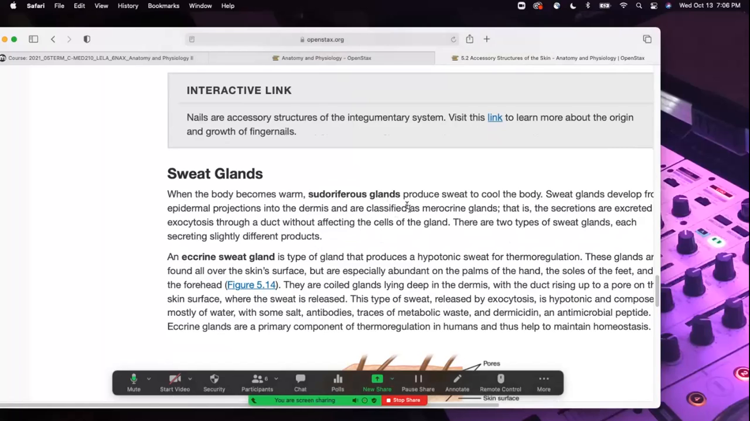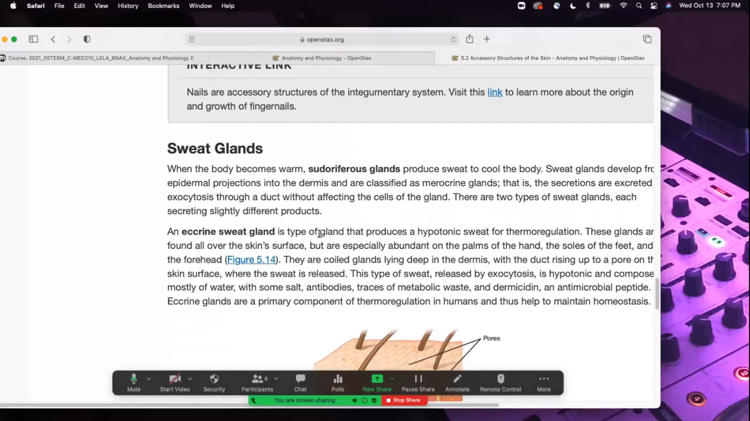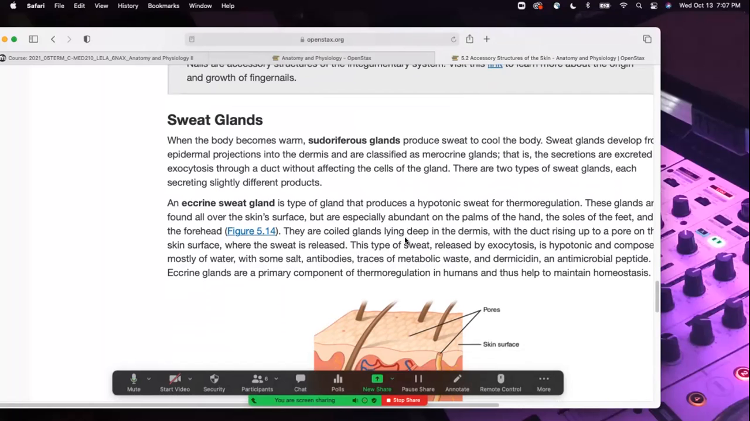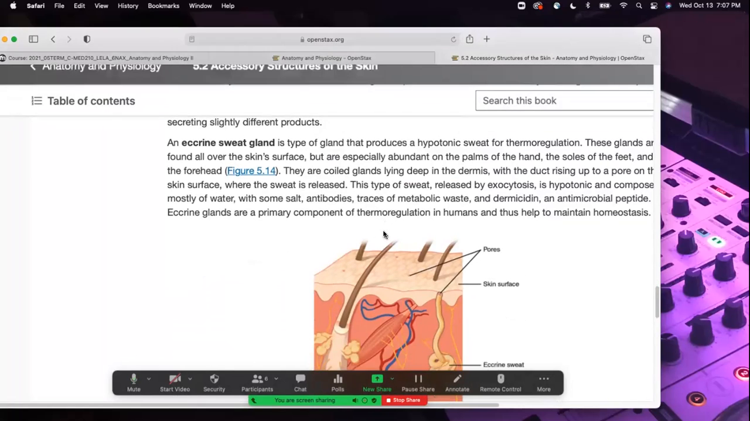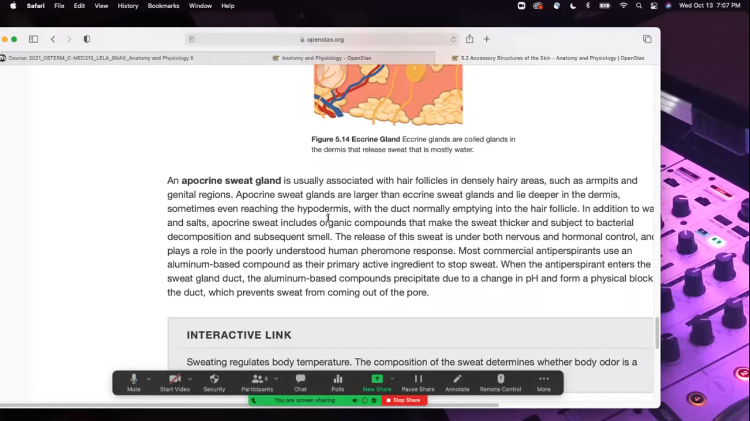Sudoriferous glands, again, are part of your sweat glands and the sweat homeostasis. When I'm hot, I'll sweat and I'll cool my body off. Okay? So your sweat glands, your sudoriferous and your eccrine, are all for thermoregulation. And they're hypotonic because we don't like to throw out a lot of salt. Apocrine sweat glands are associated with hair follicles in the hairy areas like your armpit or your genitals.